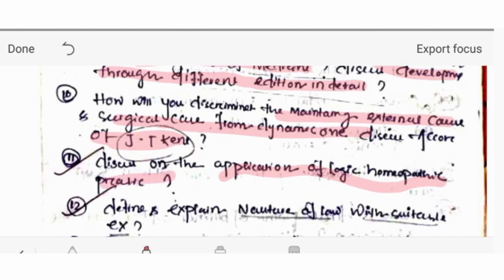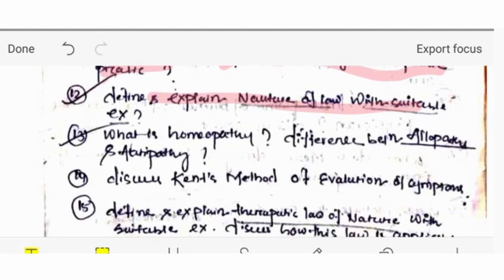Then application of logic in homeopathic practice. Explain nature's law with a suitable example. Nature's law, now one question comes. Then 13: what is homeopathy? Difference between allopathy and antipathy.